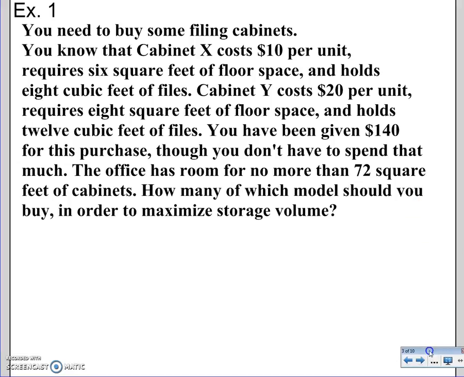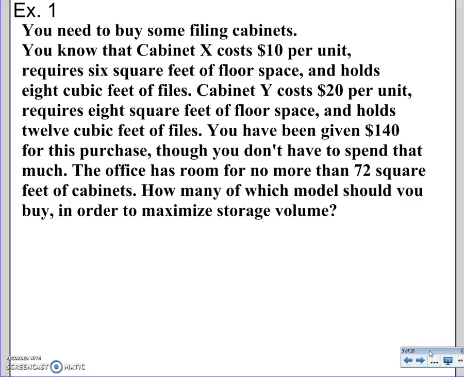So here's one example. We need to buy some filing cabinets. Cabinet X costs $10 each, takes up 6 square feet of floor space, and holds 8 cubic feet of files. Cabinet Y costs $20 each, requires 8 square feet of floor space, and holds 12 cubic feet of files. You have a $140 budget, and the office can only hold up to 72 square feet of cabinets. So how many of which model should you buy in order to maximize storage volume?